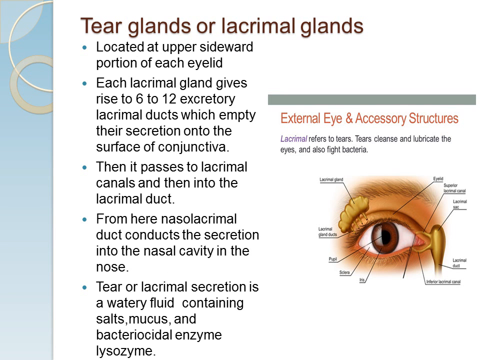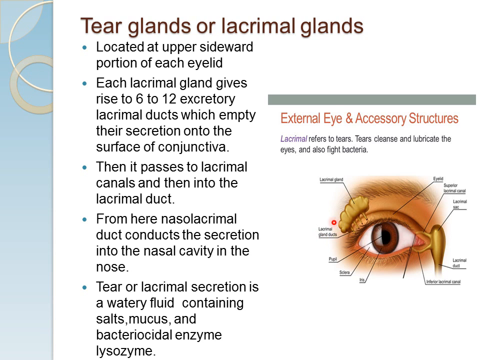Now in this slide we will discuss the tear glands. Tear glands are also called the lacrimal glands. You can see the red pointer here in this diagram. This is located in the upper eyelid, the sideward portion of the eyelid, and is the lacrimal gland. Each lacrimal gland gives rise to mainly 6 to 12 excretory lacrimal ducts.